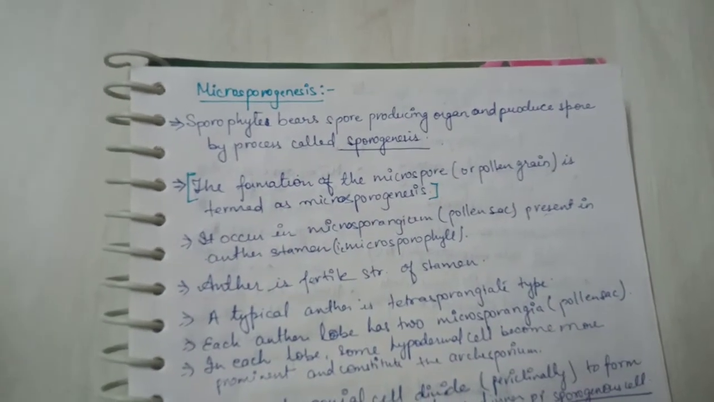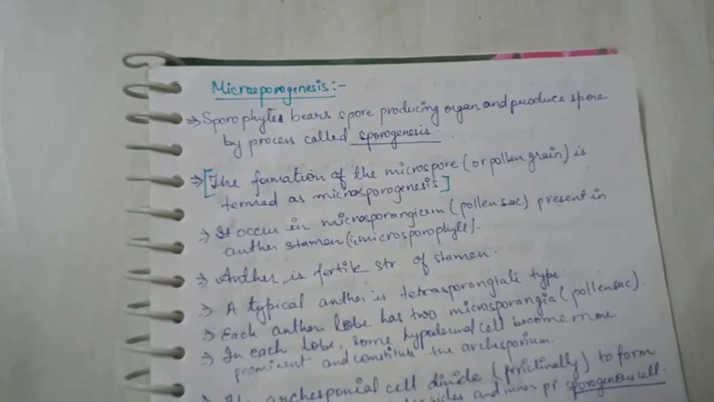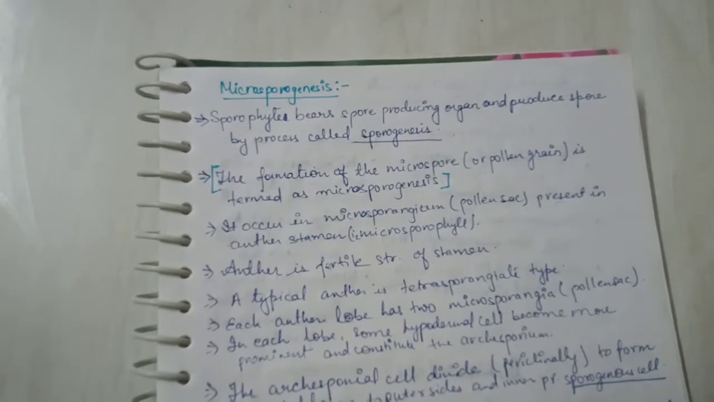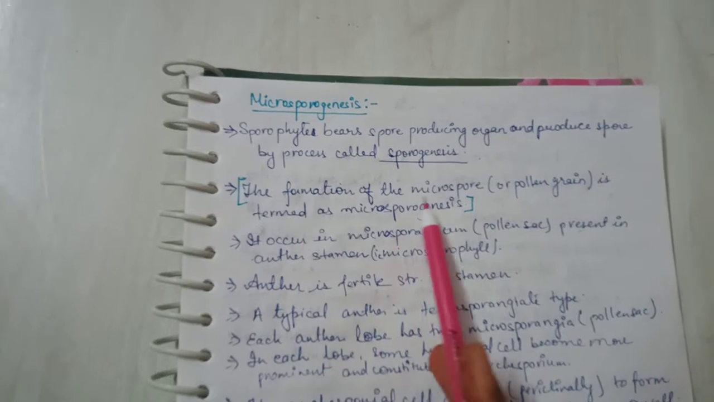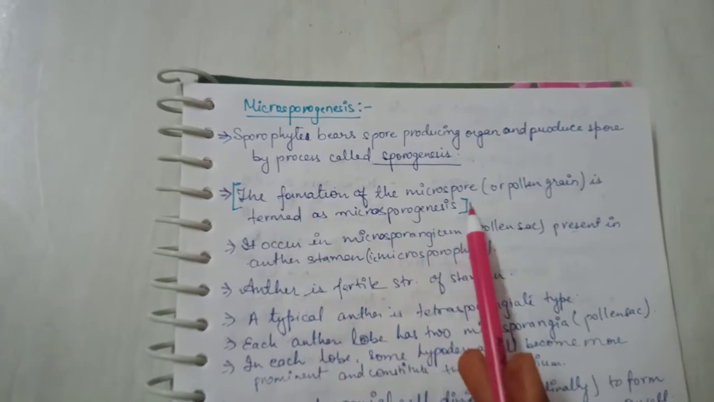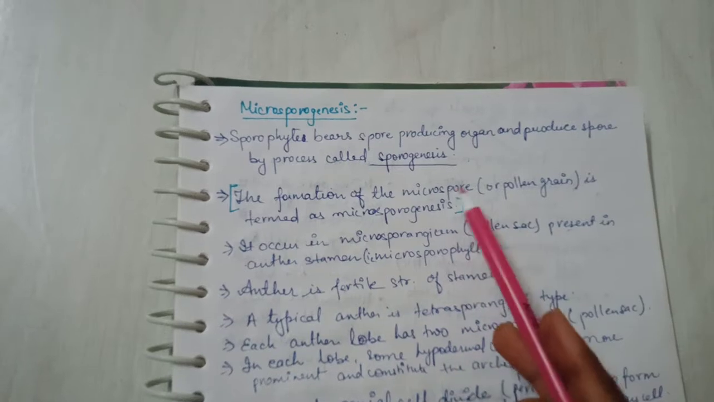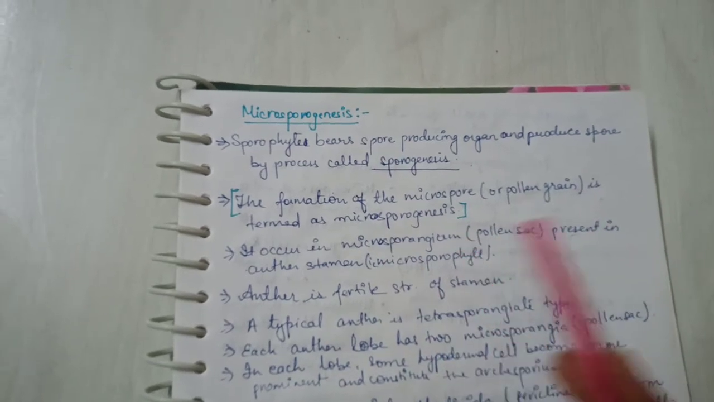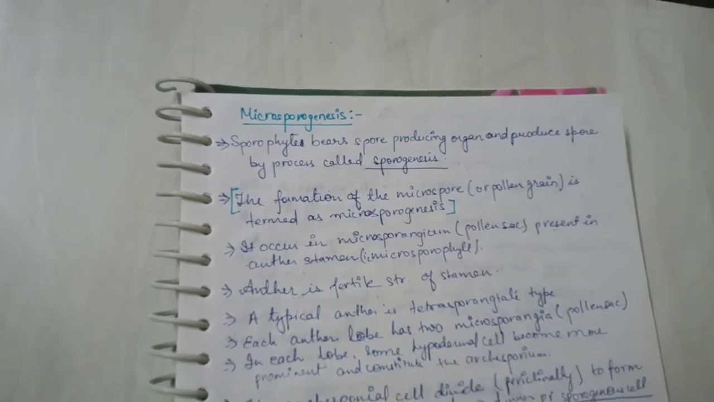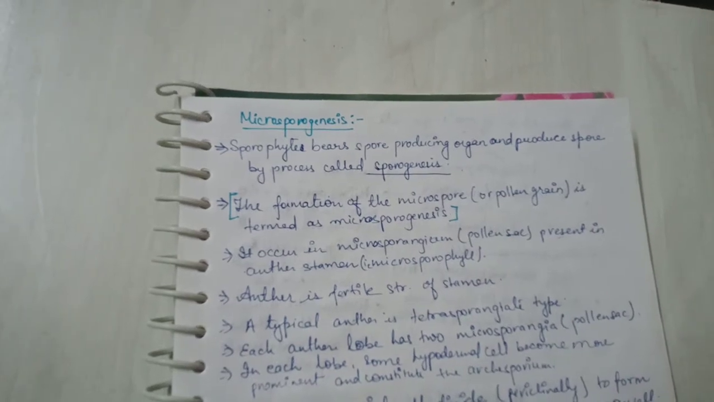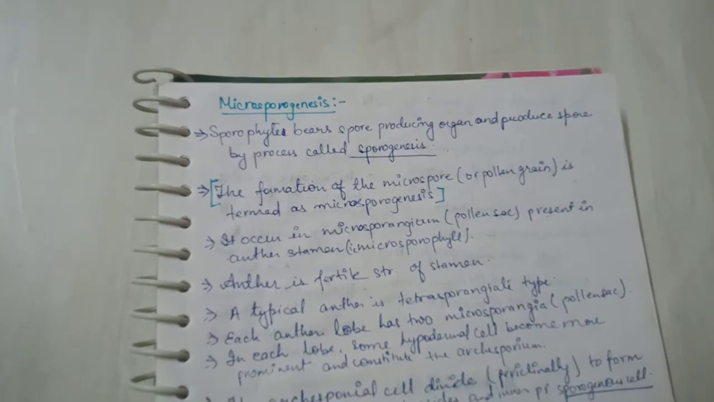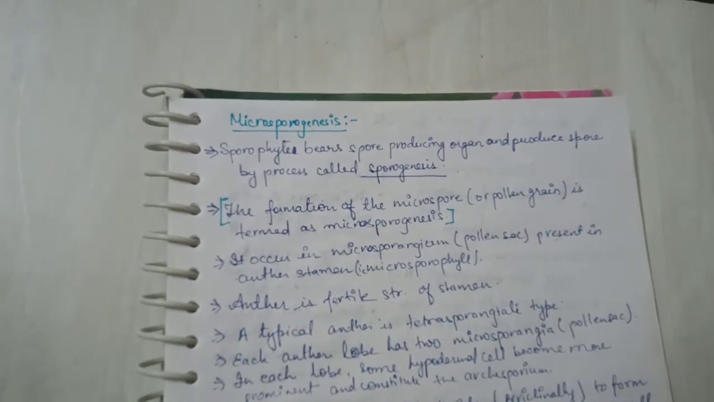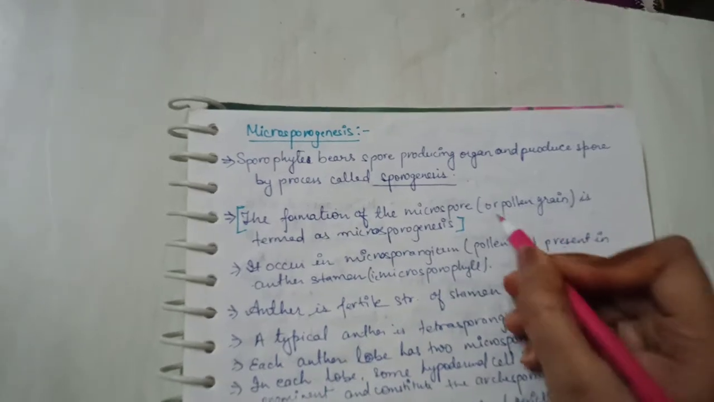After sporogenesis, microsporogenesis. Microsporogenesis is the process of formation of the microspore or pollen grain. That process is termed microsporogenesis, and the microspore is also called a pollen grain.